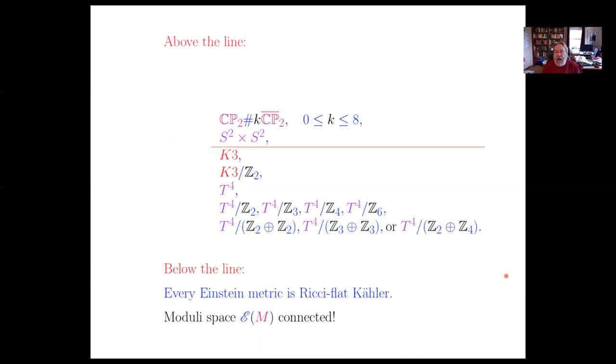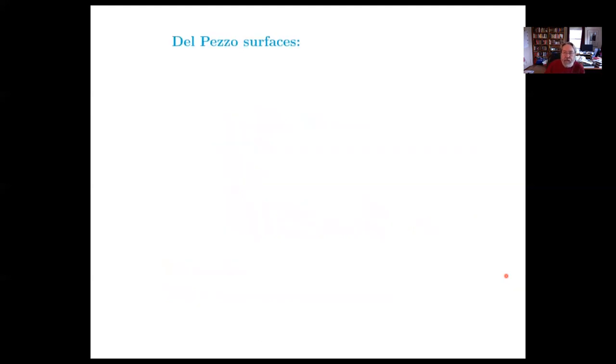Above the line, we do know that each of these manifolds admits an Einstein metric. So the moduli space is definitely non-empty. But the main question I'm going to be discussing in this lecture is: is this moduli space connected? The objects that are above that red line arise in complex geometry as del Pezzo surfaces. In other words, these are the compact complex surfaces for which the first Chern class is also a Kähler class.